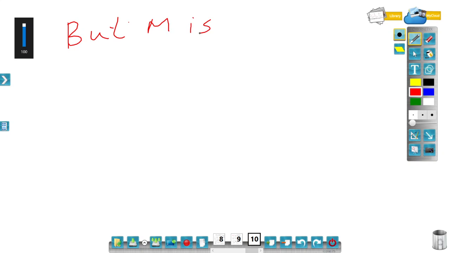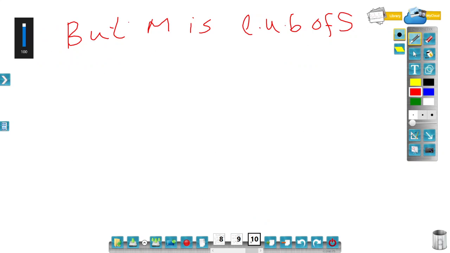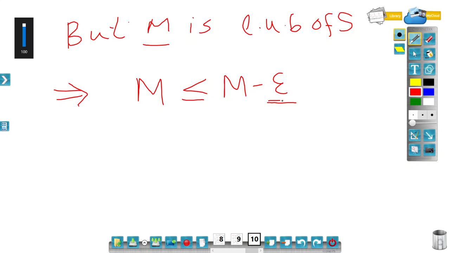Capital M is the least upper bound of S. So I got two upper bounds: one is M minus epsilon and the second one is M. But M is the least upper bound. So this would imply M must be less than or equal to M minus epsilon. That means epsilon must be negative. Then only this inequality holds.